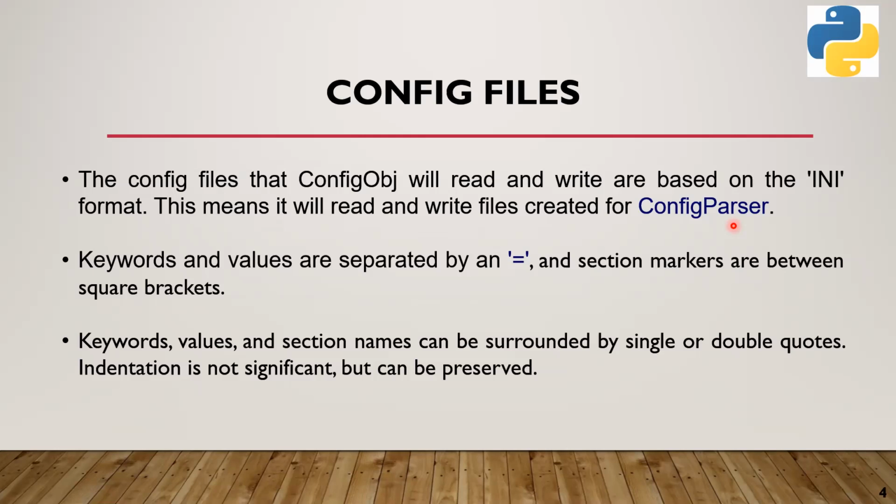Creating this config file basically involves some sections, as we discussed earlier. Each section contains keys and values. It requires keys and values which are separated by an equals sign, and the section markers are between square brackets. These are the syntaxes to be followed when you are creating a config file. The keywords, the values, and the section names can be surrounded by single or double quotes. Indentation is not significant, but can be preserved.